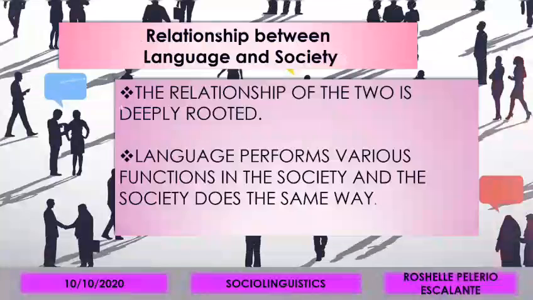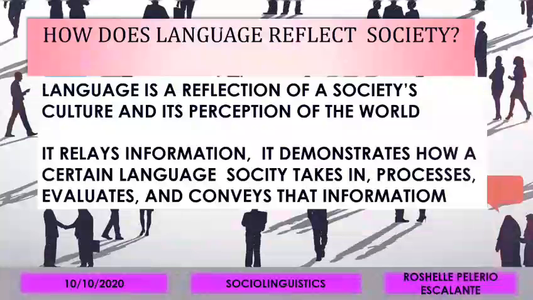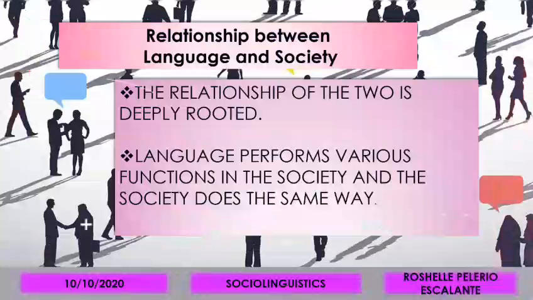Relationship between language and society. The relationship of the two is deeply rooted. The language performs various functions in the society, and of course, the society does the same. So these two are also intertwined. They are interconnected to each other. Question: does a society exist without a language, or does a language exist without a society? What do you think?